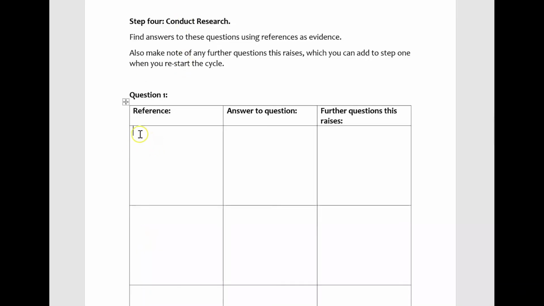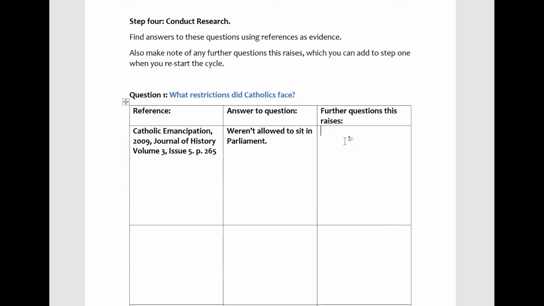So now I'll begin inputting each reference that I find in answer to my previous questions that I raised in step 3, and I'll put the answer to the question, and I'll think of any further questions that this might raise. So in one of the resources I've discovered, I find that one of the restrictions Catholics faced, and it was a major one, is they weren't allowed to sit in Parliament. And I make sure to include the reference. Now, this article also raises a further question because I find that Daniel O'Connell is mentioned as an important figure in Catholic emancipation. So now I might add another question. And then this question can be used when I return to step 1.